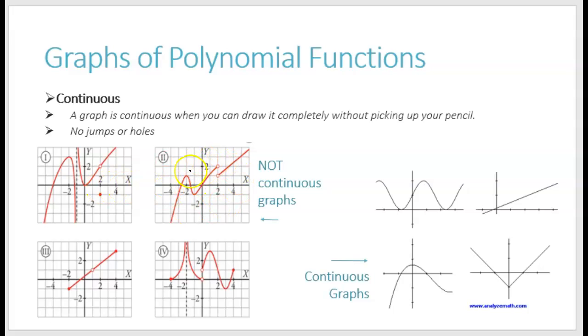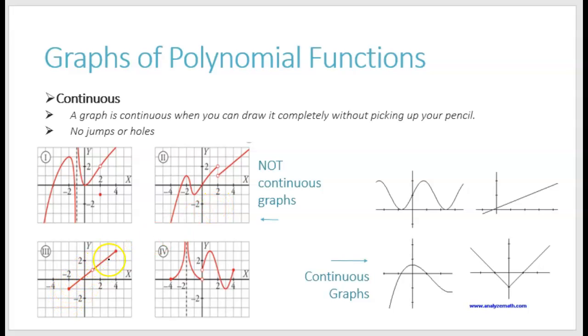Now, on this second one here, you can see again, I could keep my pencil down all the way until I got to here, but then I would literally have to pick up my pencil and start over again to draw this line, okay? I would have to put it back down on the paper to draw that line. So this one has a jump in it, holes and a jump. So this is also not a continuous graph. Therefore, it is not representative of a polynomial function, okay?